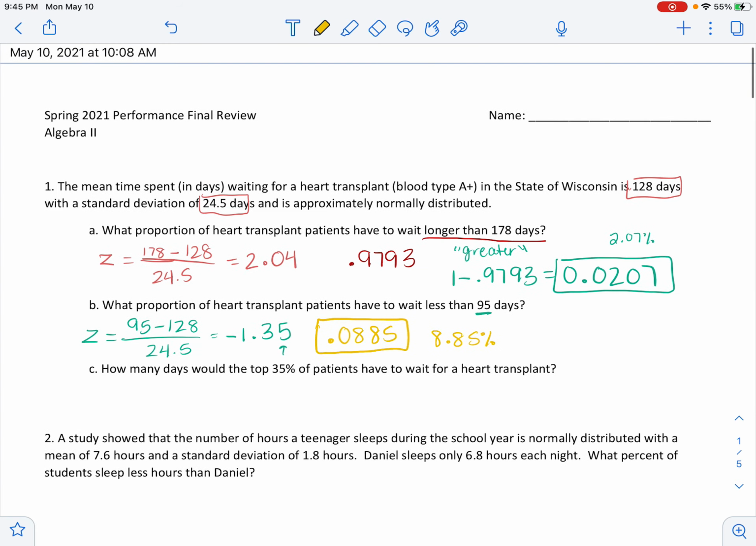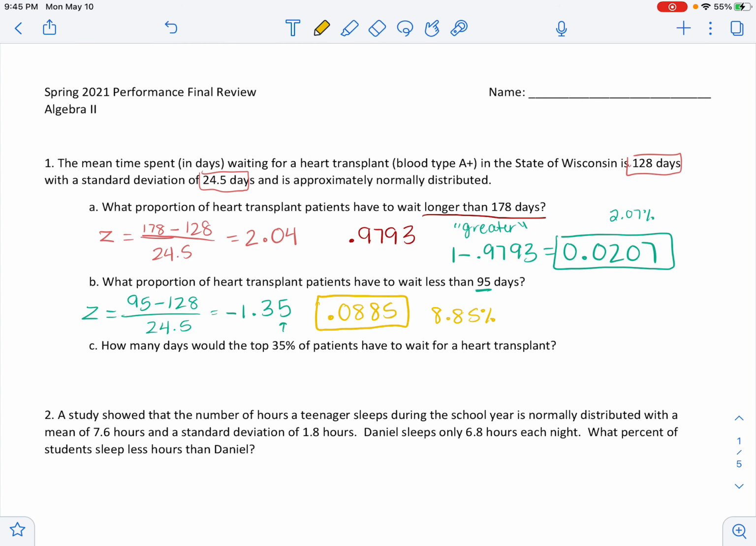All right, C. How many days would the top 35% of patients have to wait for a heart transplant? So if I'm going to sketch a little normal curve here, just to give us a good idea, the top 35% might be everybody here. That's the top 35%. I'm going to have to use my z-table to help me with this one.